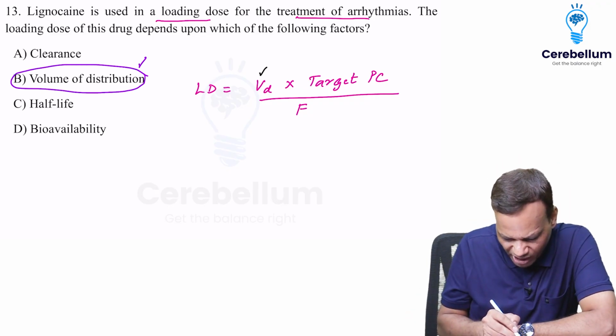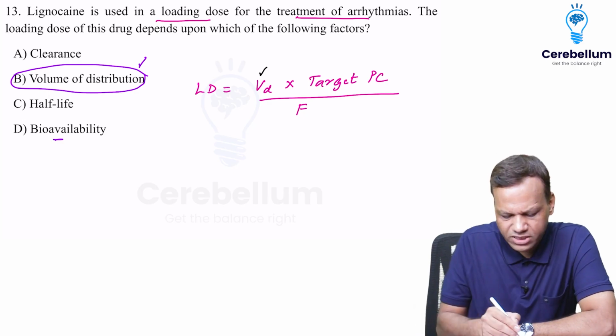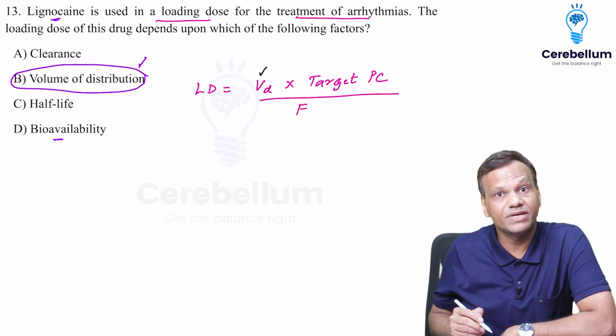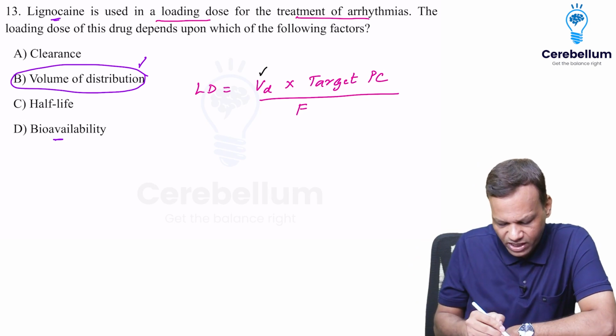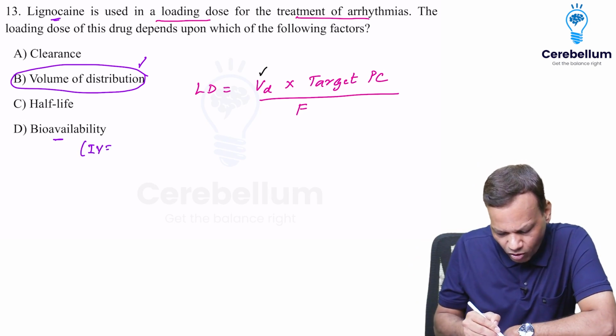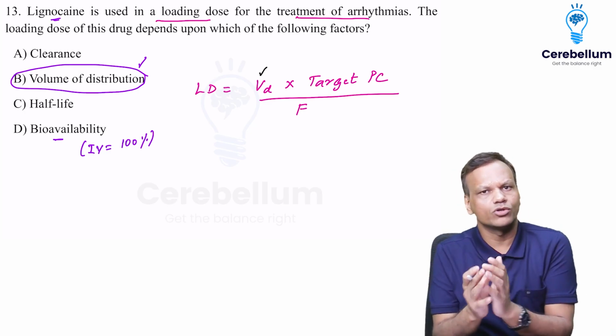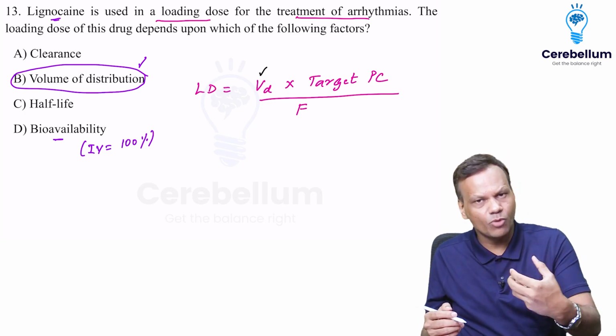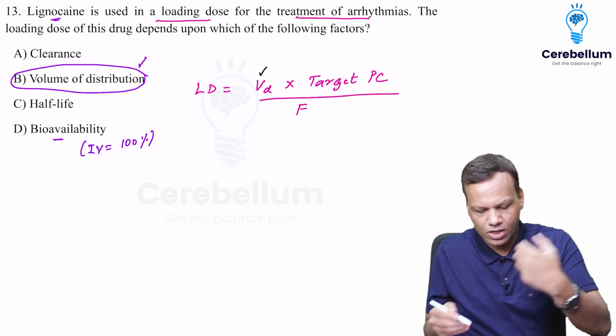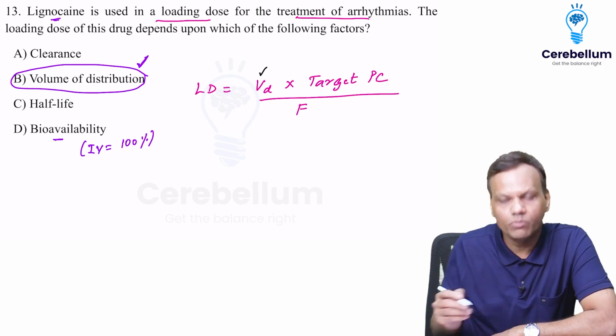The question is why bioavailability is not the answer? Because they are talking about lignocaine in arrhythmia that is given IV. So when we give IV, bioavailability is always 100%. So it will not depend on it because the route we are going to use is IV. Bioavailability determines the dose if we are using another route. So here the main answer will be volume of distribution.